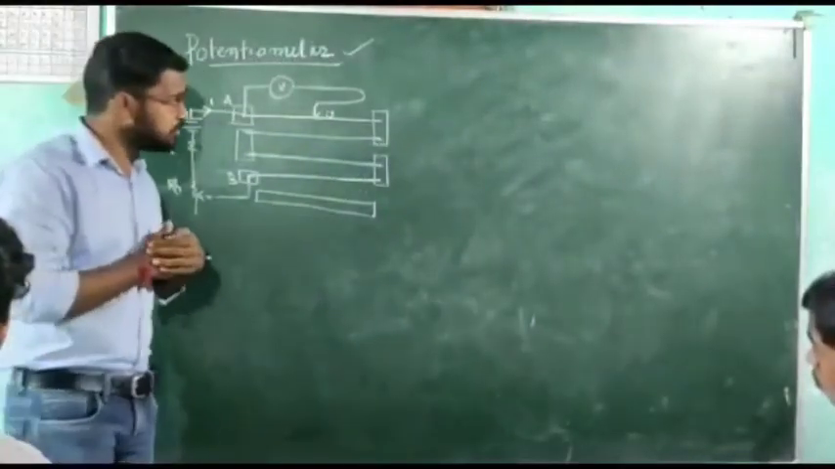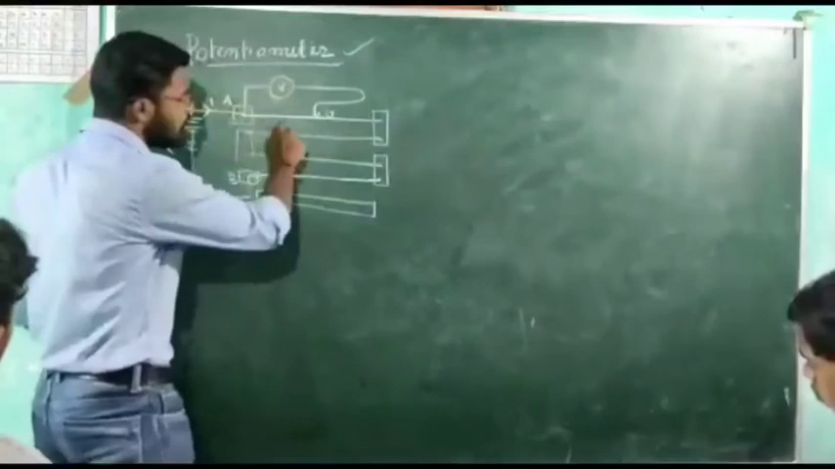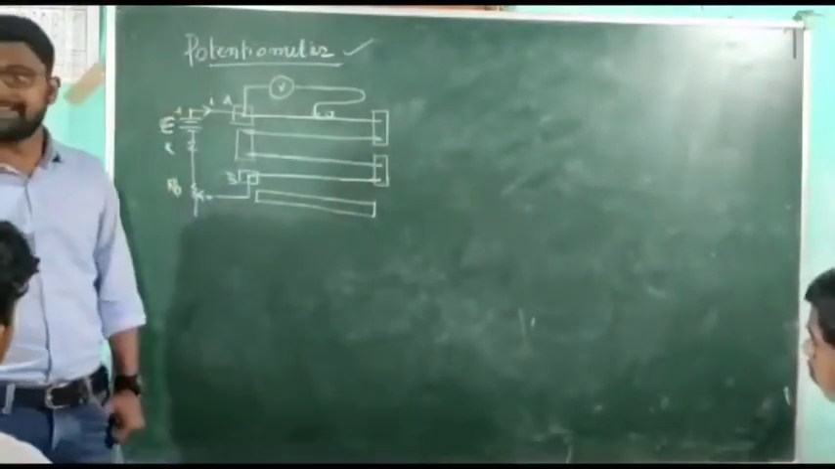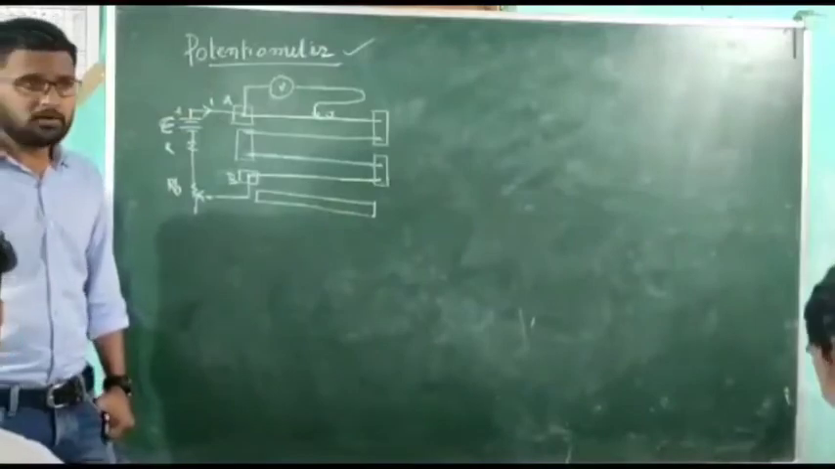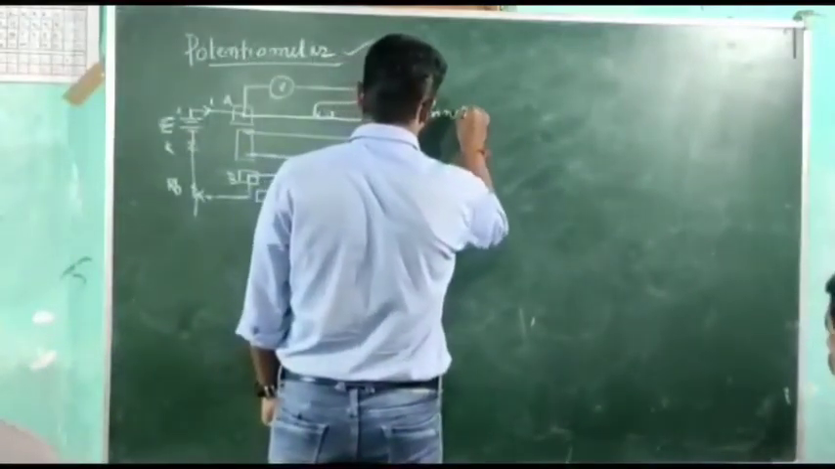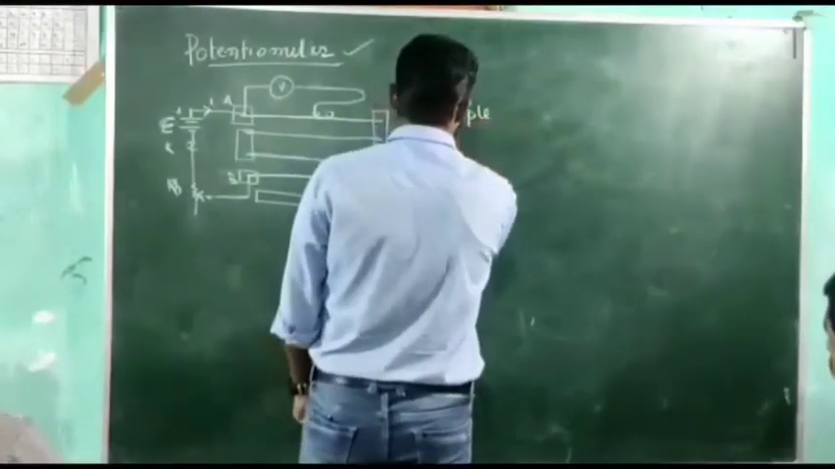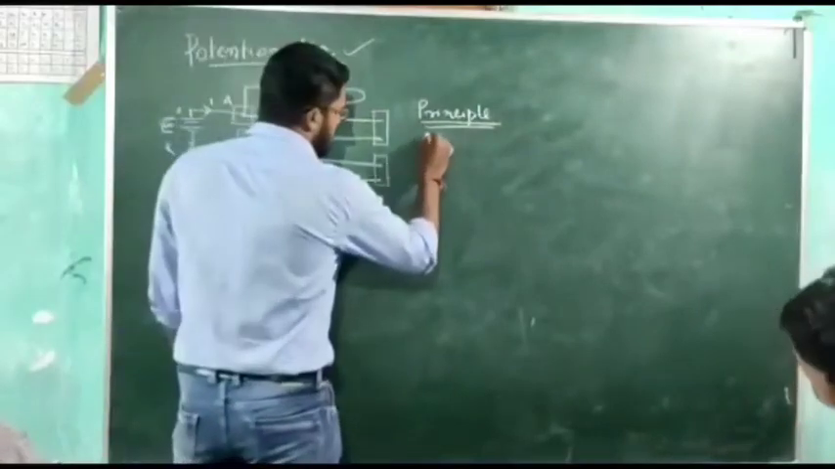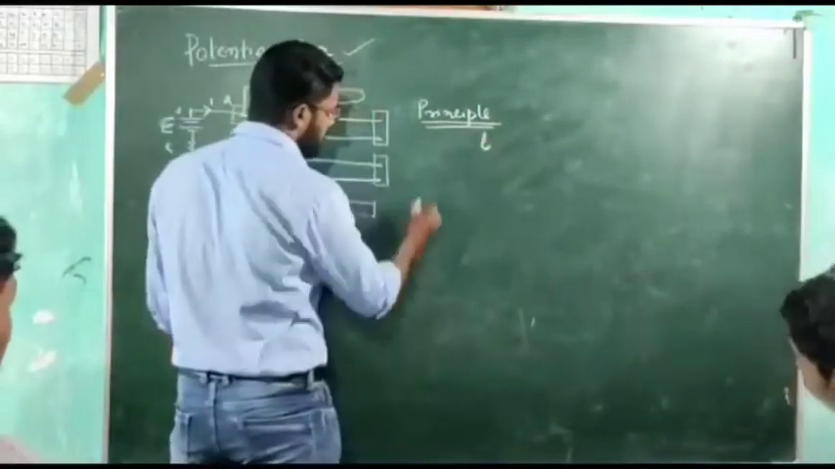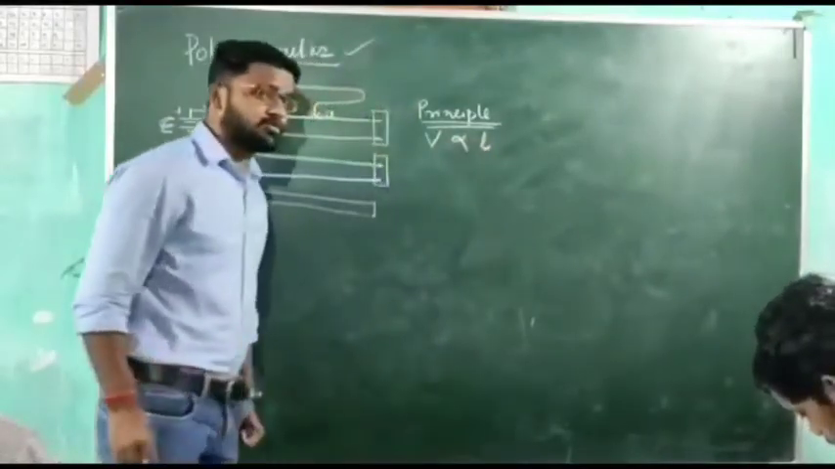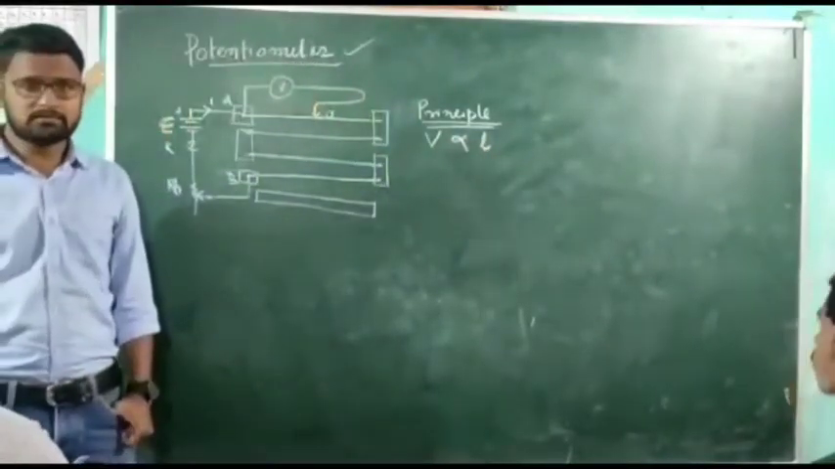According to the principle of this potentiometer, the potential drop across this wire is directly proportional to the length of the wire. What does this say? The principle says, if L is the length and V is the potential, that means V and L are directly proportional.